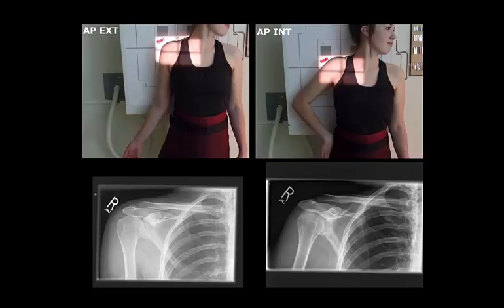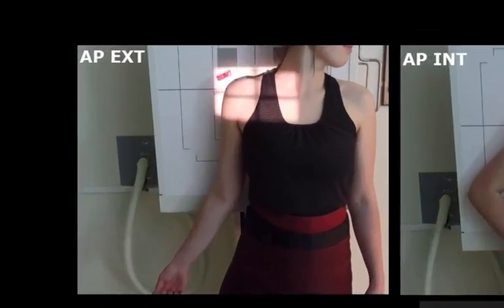Okay, so let's look at a few routine projections that you may encounter when performing a shoulder examination. The first one that we're going to look at today is the AP with external rotation. This is a very similar position to the AP humerus. You want to externally rotate the hand so the palm is supinated.